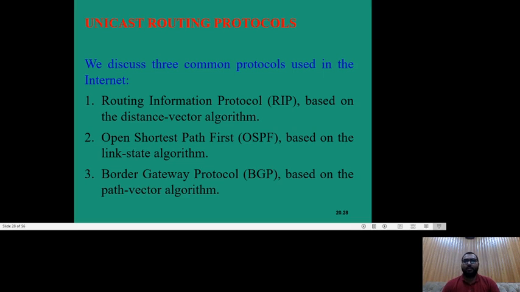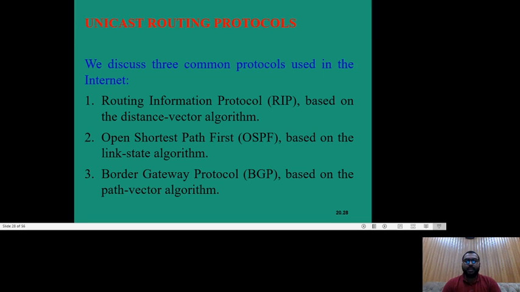Initially, we discussed the distance vector routing algorithm and how it works. Then we discussed the link state algorithm. If you can recall the idea of Dijkstra's algorithm and the pseudocode about how this overall algorithm works. And then later on we discussed the path vector routing protocol. Today, on top of that, the protocols that were developed on the basis of these algorithms, we will be discussing one by one.